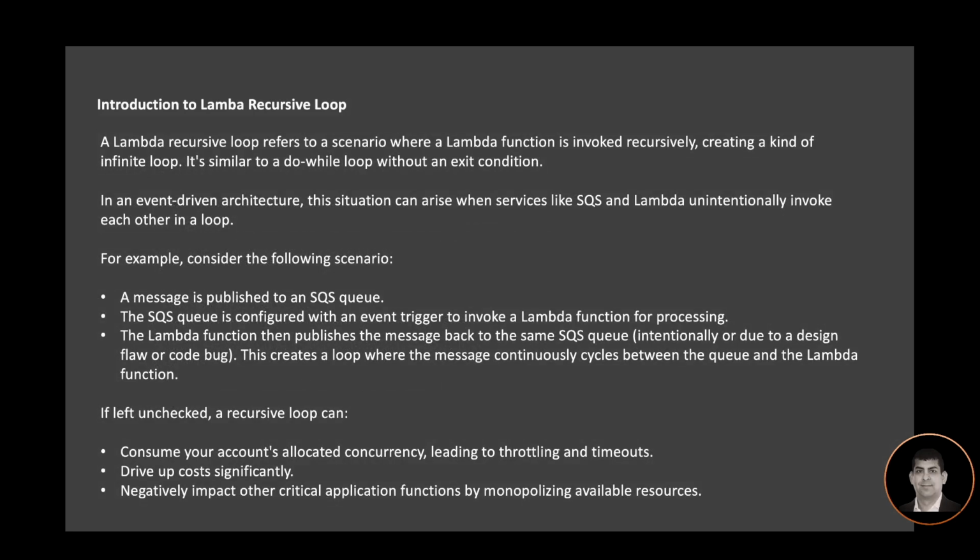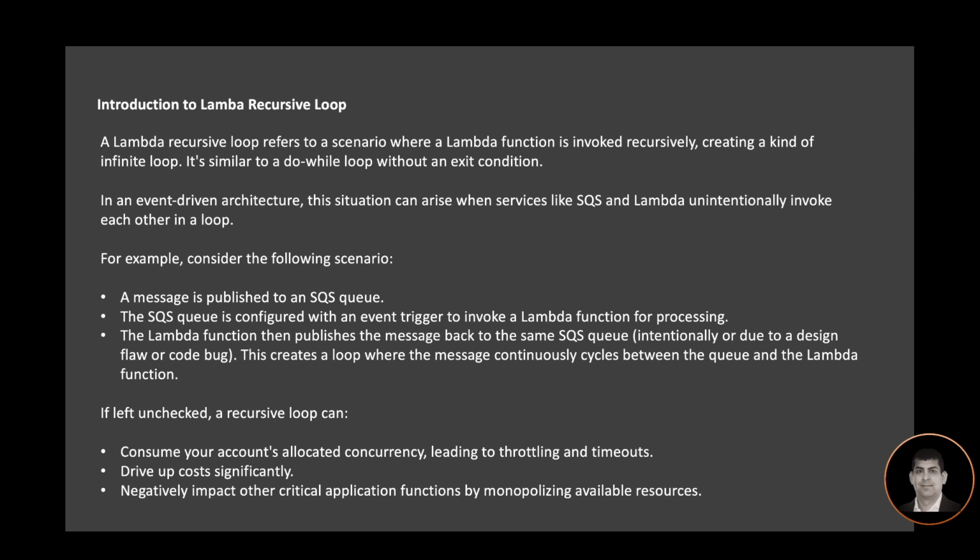So let's first look at what a Lambda Recursive Loop is. A Lambda Recursive Loop refers to a scenario where a Lambda function is invoked recursively, creating a kind of infinite loop. It's similar to a do-while loop without an exit condition. So one event is triggering a second event, and that is again triggering the first one, right? So it keeps on going in a loop.